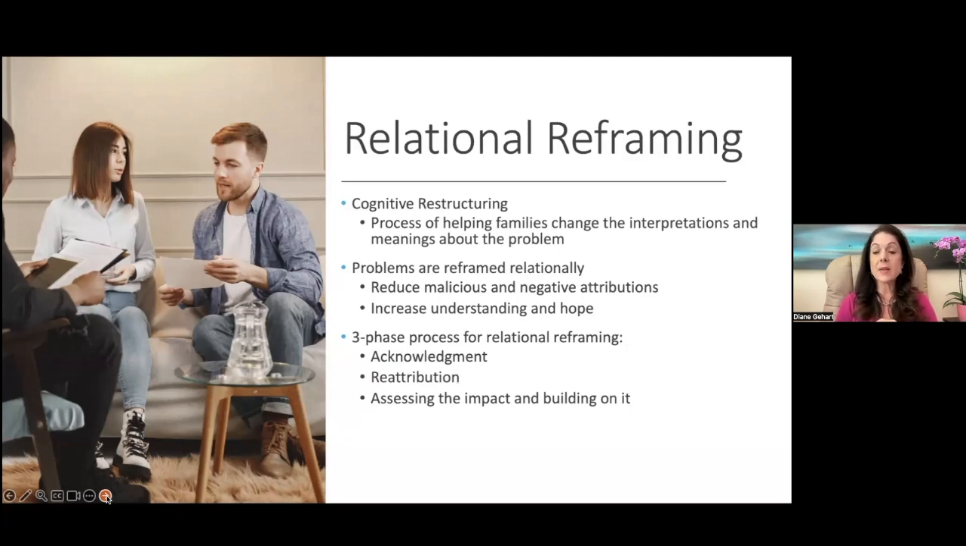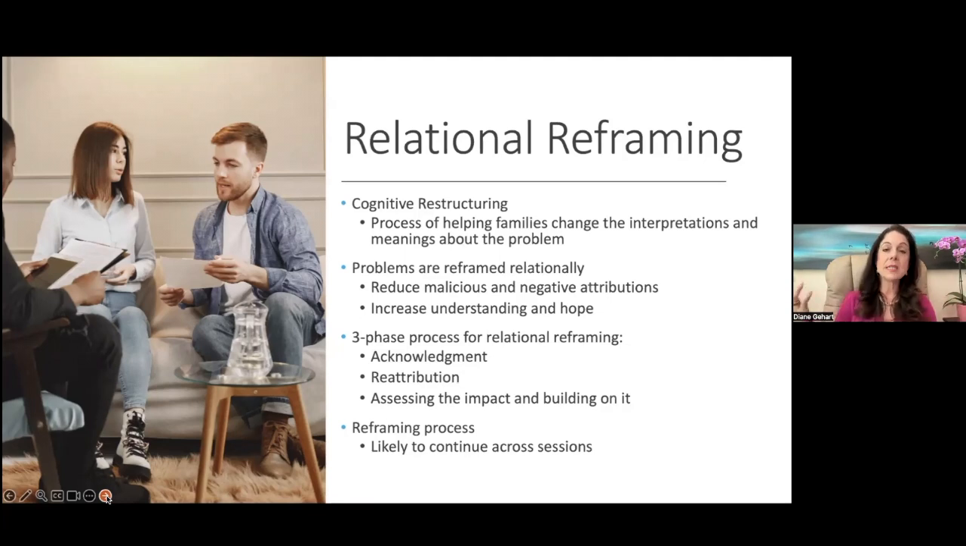And so assessing the impact and building on it. So helping them assess how that reframing affected them, and then continuing to build on these new attributions and new ways of seeing each other. And so this is something you just don't do once. It's continual rebuilding. I often think of it as like building a new reputation for each person in the family. And so it's something you're going to be continually doing across sessions.